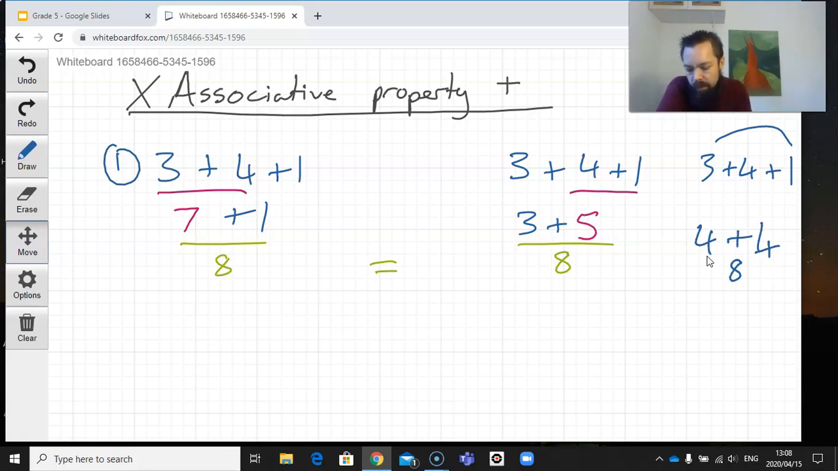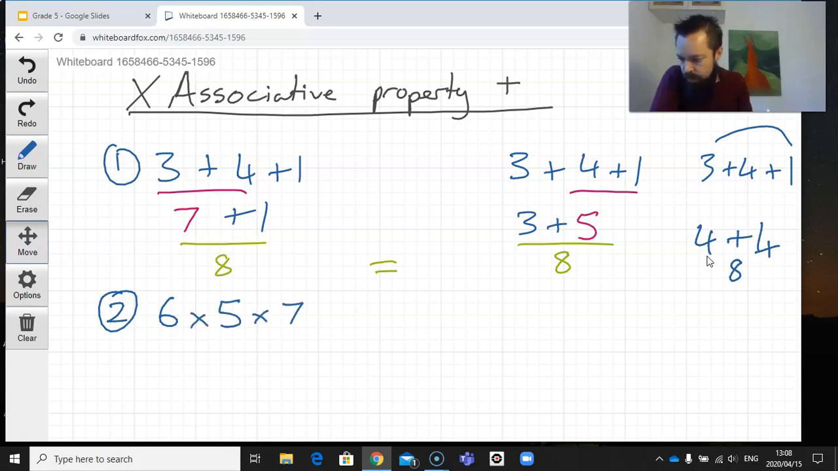Let's look at one more example with plus. No, let's jump onto an example with times, and then I'll go back to another one with plus. So I'm going to do both of these. In the one on the left, I'm going to do this part first. In the one on the right, I'm going to do that part first. And like with the one above, I could also do 6 times 7 first. Doesn't make a difference. It will still give you the same answer because of the associative property of multiplication and plus.